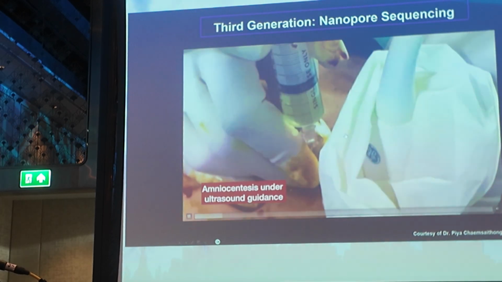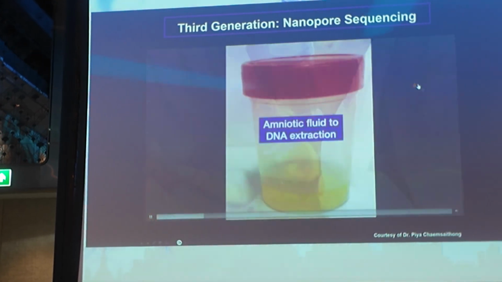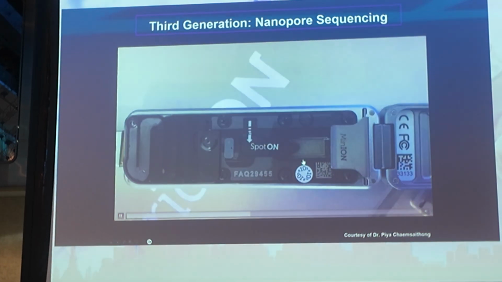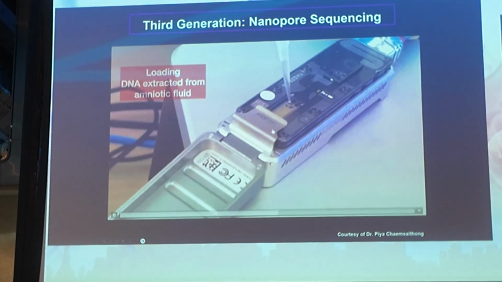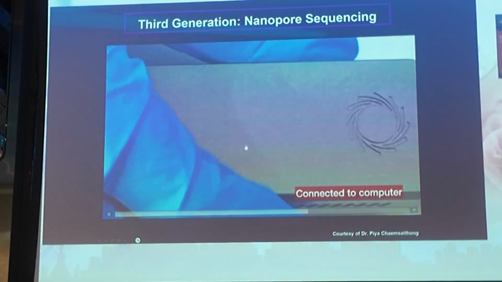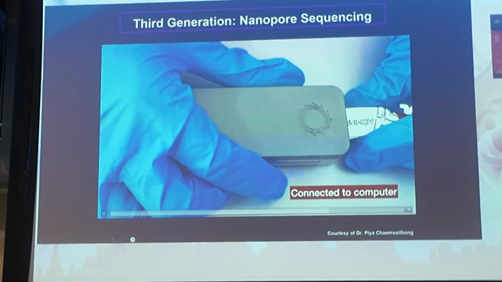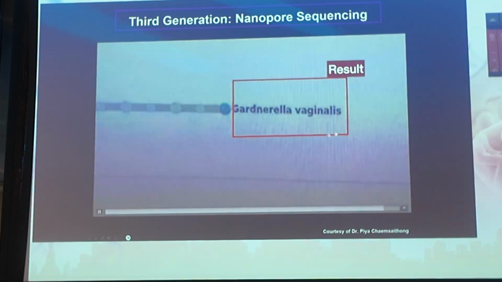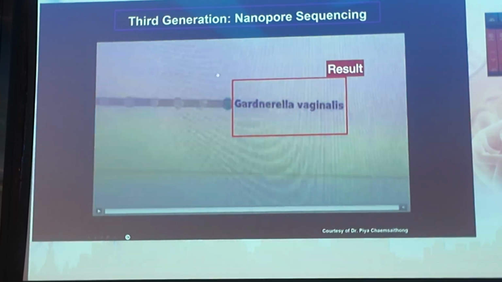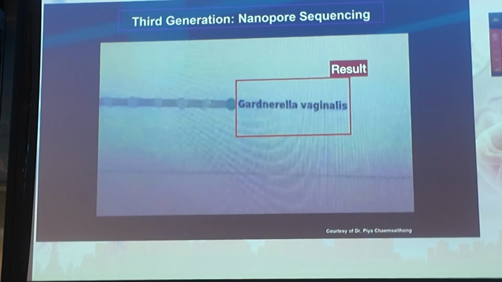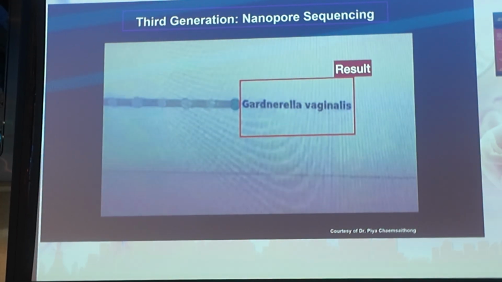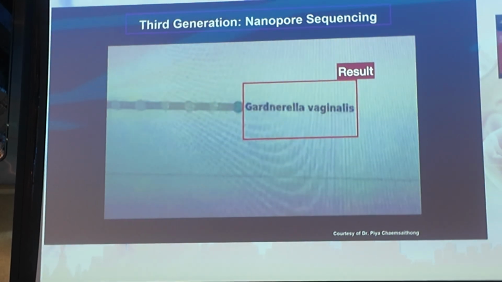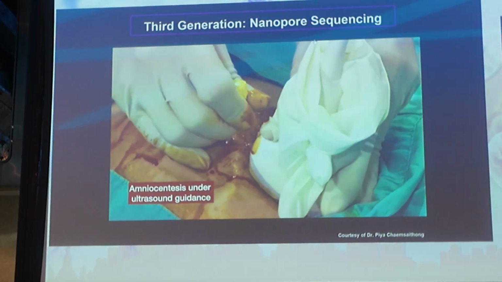After it is collected, DNA is extracted. Then this nanopore cell allows the insertion of buffer over here and DNA extracted from amniotic fluid. This nanopore cell is connected to a laptop computer, and immediately sequencing begins, and you can identify the organism in a matter of hours or in a matter of minutes, depending upon how many organisms you have. And this is helpful because sometimes we have cases like this.